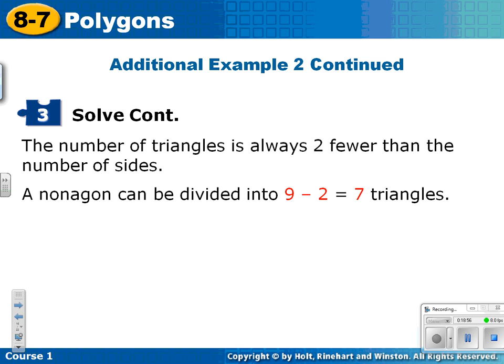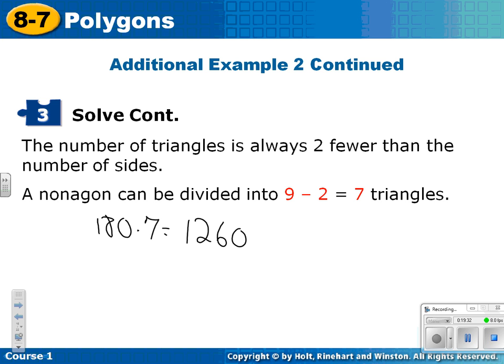So if you can break it into 7 triangles, the nonagon can be divided into 7 triangles, and we know that all the angles are the same. What do we have to do? We know that there's 7 triangles in there. What is my total number of degrees? How do I figure out the total number of degrees on the inside of that? 180 times 7, which is going to be 1,260. So now with my 9-sided shape, I have this big pile of degrees.